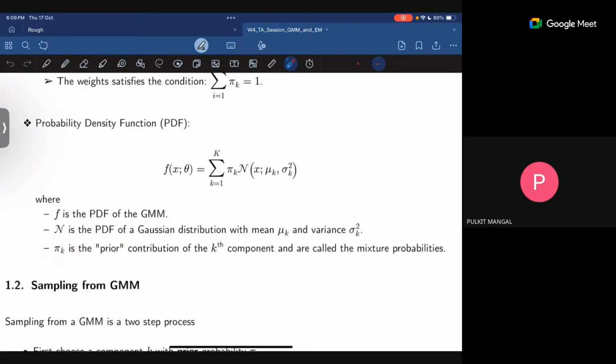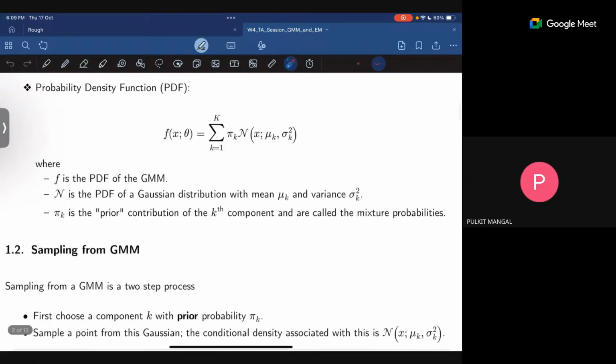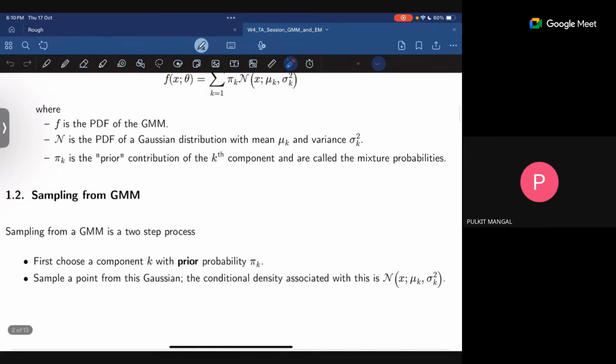And pi k is the prior contribution of the kth component. This is what we call the prior probability. Just wait for a few minutes, these things will be clear as we go ahead. We will discuss this PDF in detail in a few minutes. Just bear with me for a few more minutes.